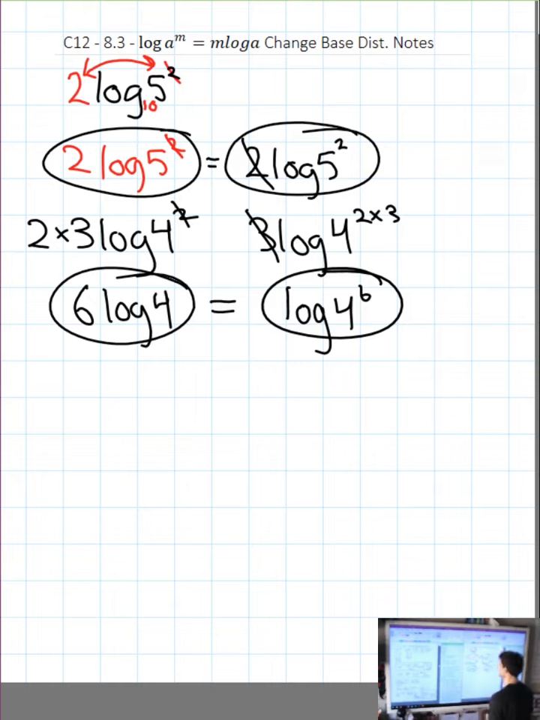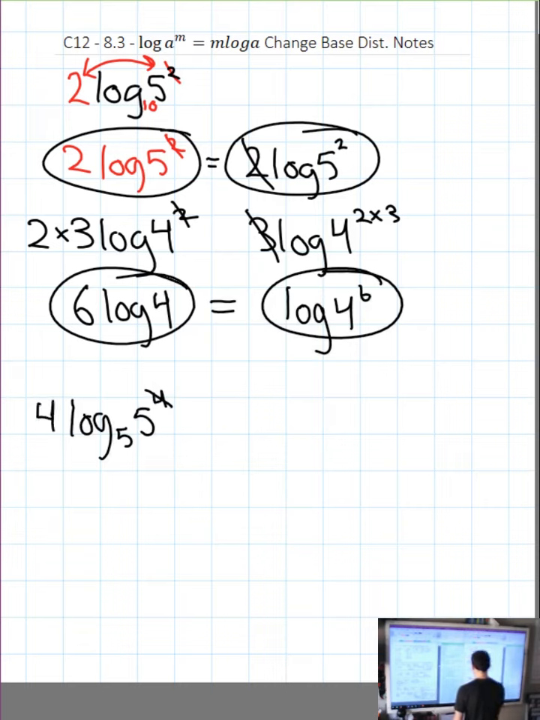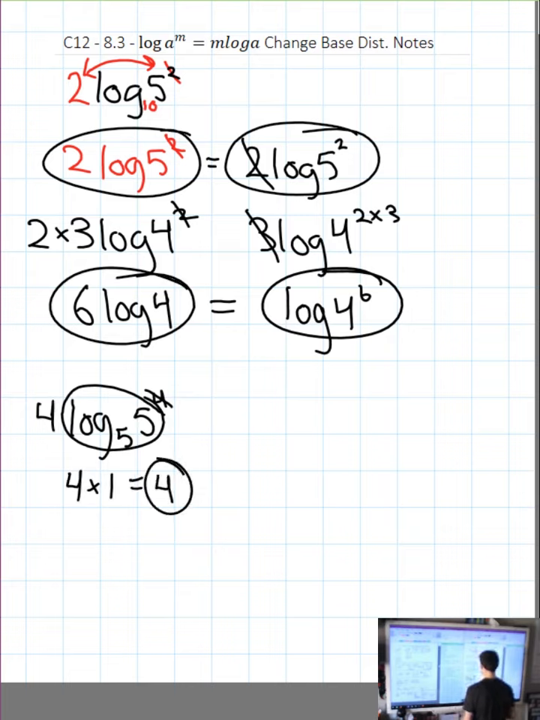So we're not necessarily going for answers right now, we're just playing around with the rules. So let's prove this rule. Log base 5, 5 to the 4. Well, what power do I have to raise 5 to equal 5? Well, 1. So if I bring my exponent down in front, and I use my definition of the log, what power do I have to raise 5 to equal 5? I know the answer is just 1. And 4 times 1 is simply equal to 4.